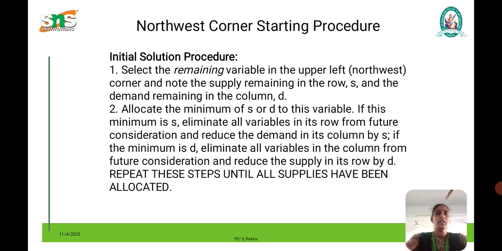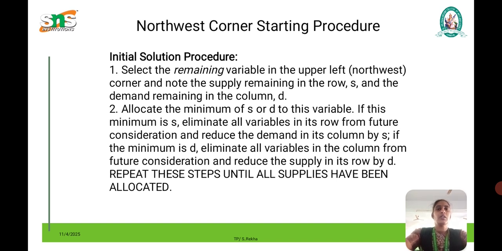Some of the methods for the transportation problem: there are three methods. They are the northwest corner rule, then the least cost method, and another one is the Vogel approximation method. These three different methods help us to find the transportation cost. The initial solution we are going to find using these methods.